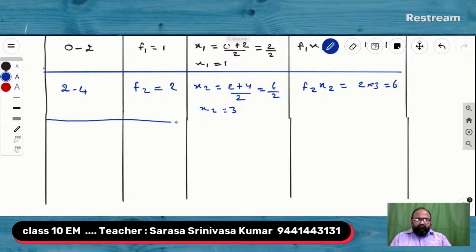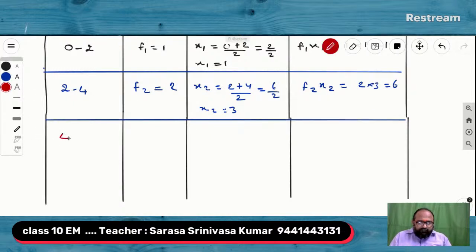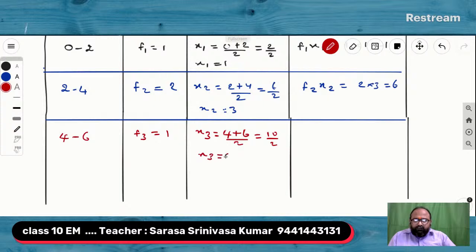Next class interval is 4 to 6. In 4 to 6, frequency f3 equal to 1. Then x3 equal to upper limit plus lower limit by 2, that is 4 plus 6 by 2, 10 by 2. So x3 equal to 5. Here we calculate f3 multiplied by x3 equal to 1 multiplied by 5, equal to 5.